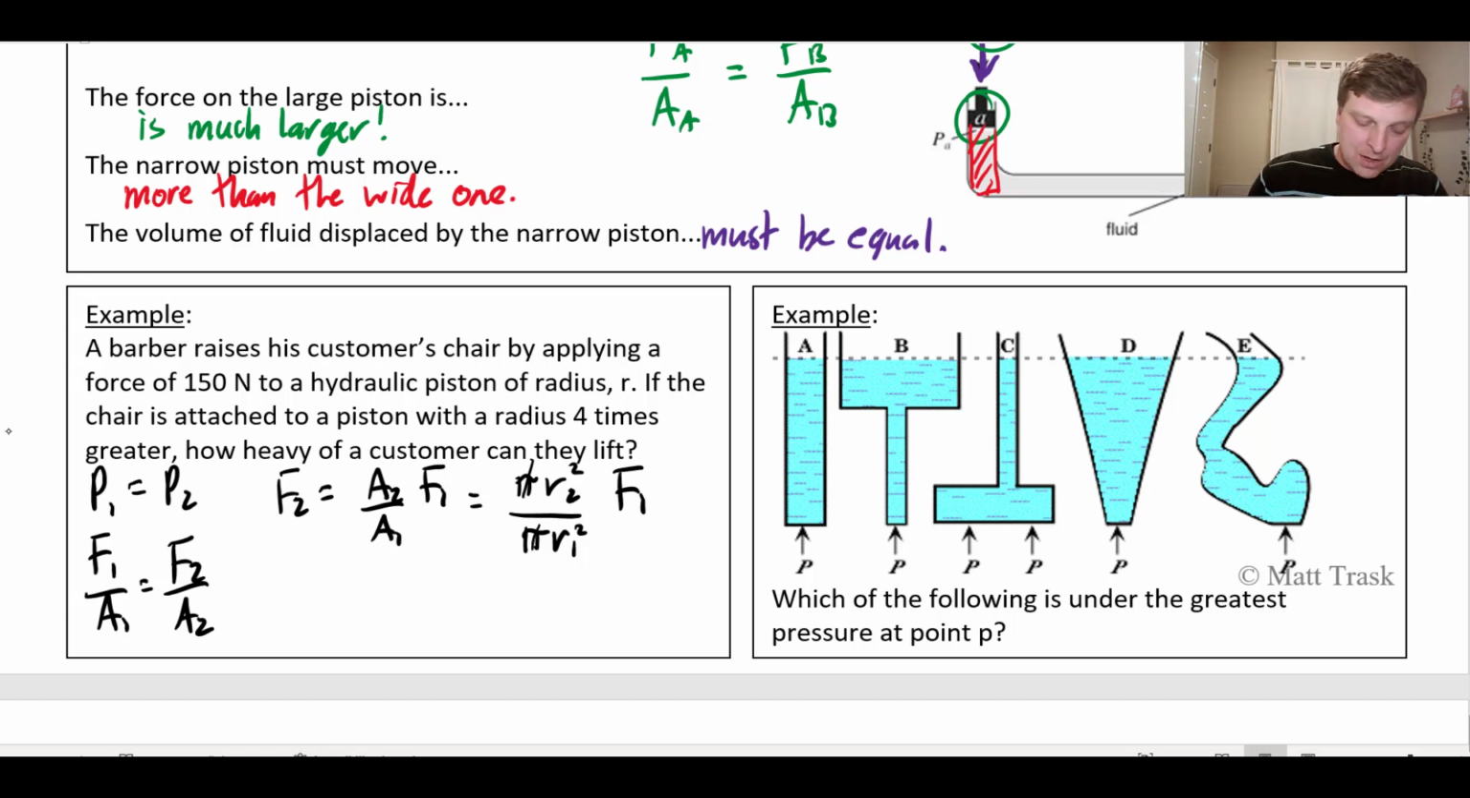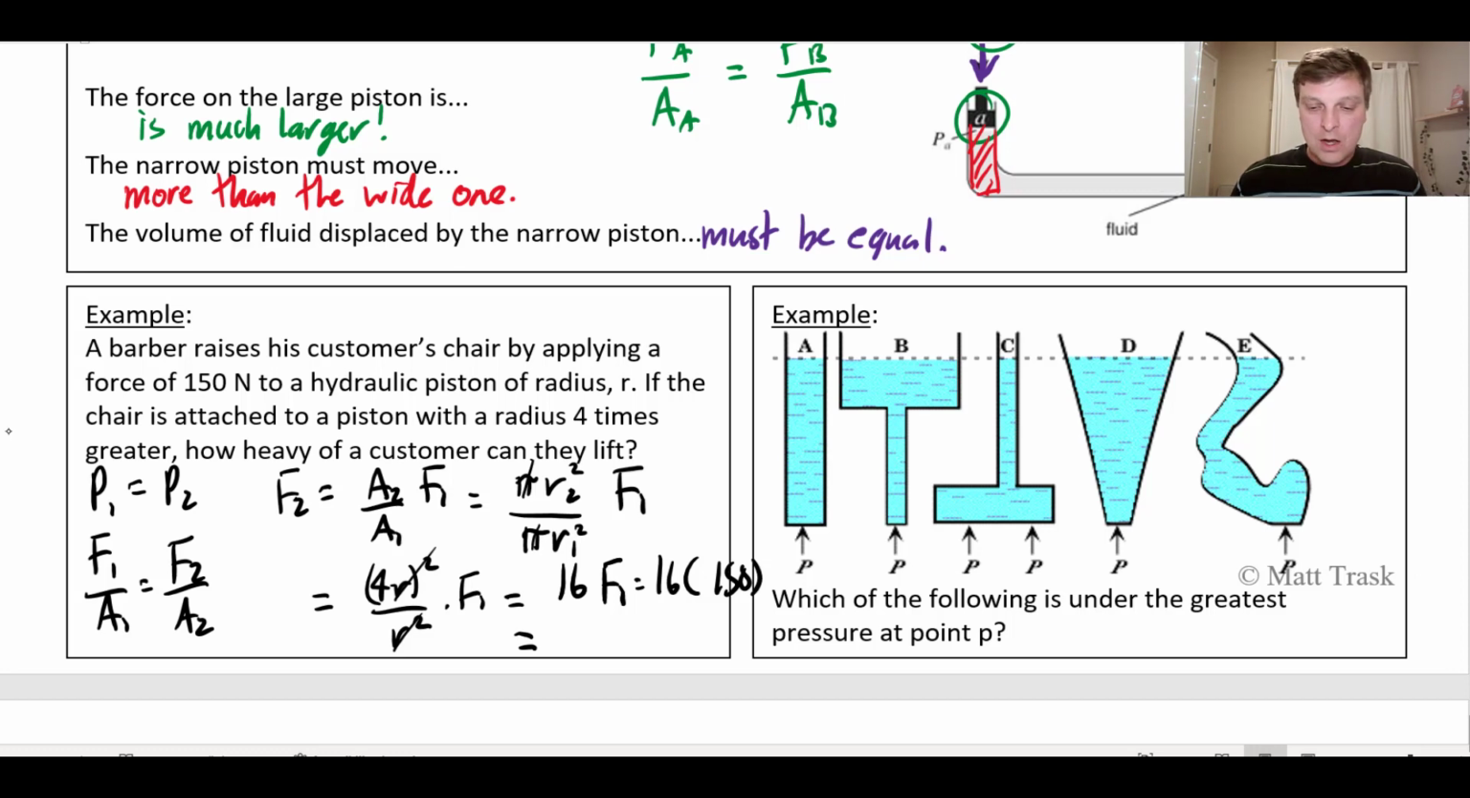And notice that the pi's are going to cancel out. Now the radii are 4 times greater, so I've got 4r squared over r squared times F1. And again, the r squareds cancel out, but I need to recognize that that 4 gets squared. So this is going to be 16 times more force, F1, which is 16 times 150, which gives me a total force of about 2,400 newtons, which would be a fairly large amount of force.